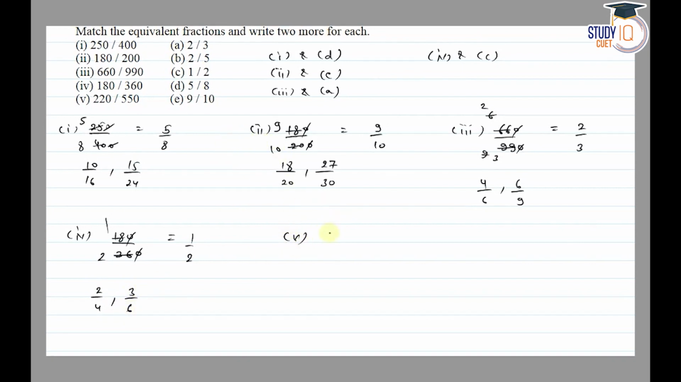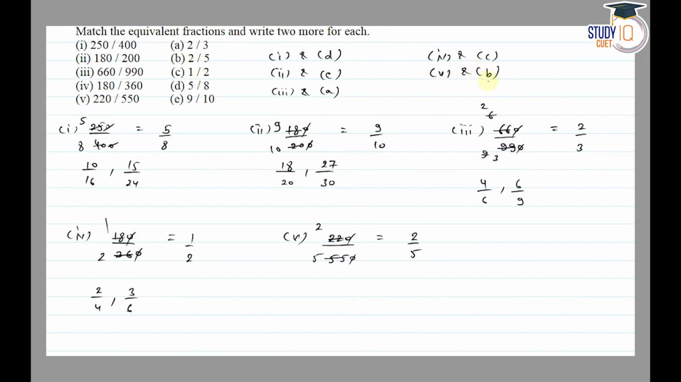Question number 5, 220 upon 550. 0 से 0 cancel out हो जाएगा, 11 से cancel out हो जाएगा 2 times and 55 5 times. So ये हो जाएगा 2 by 5. So 2 by 5 is in option B. So 220 upon 550 is equivalent to 2 by 5 in option B.